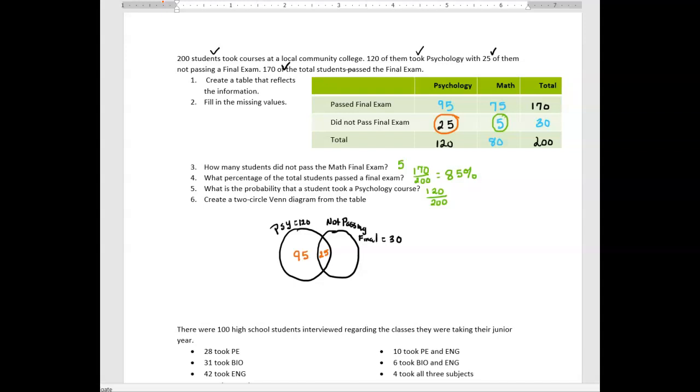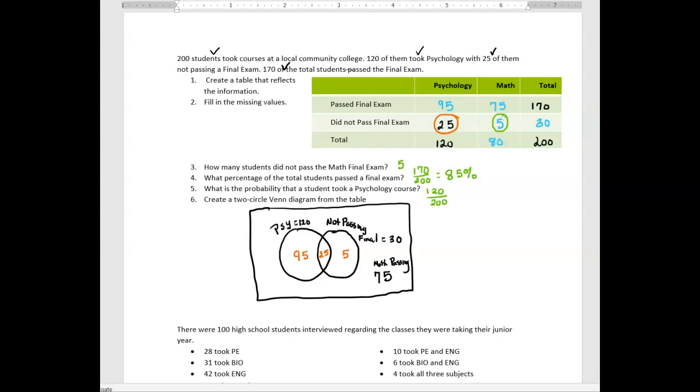We know that 30 total students did not pass, so we had 25 already, so that leaves us with 5 students. And then on the outside, we know that we're supposed to have 200 total students, and so 95 plus 5 is 100, so it leaves us with 75 remaining students. And so these would be the math passing students. So this is math passing.